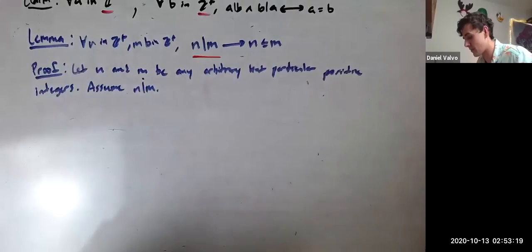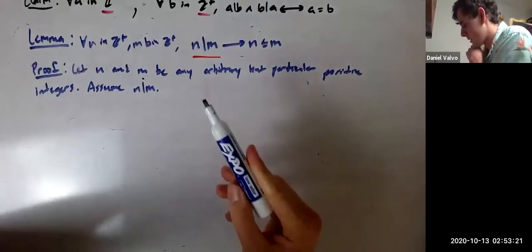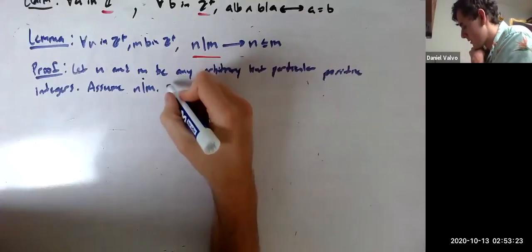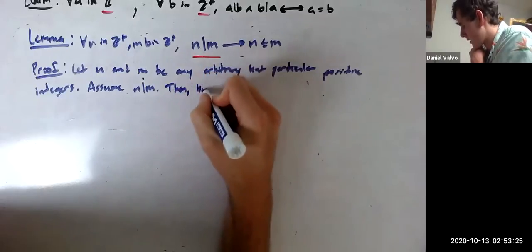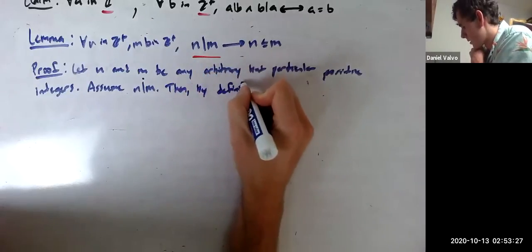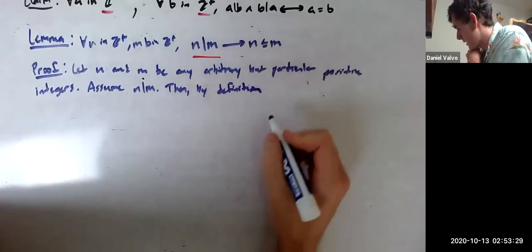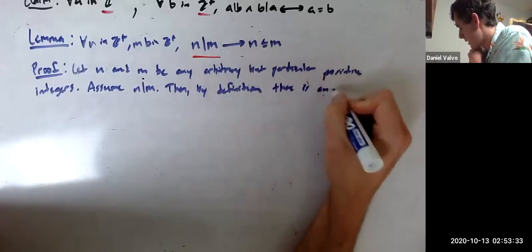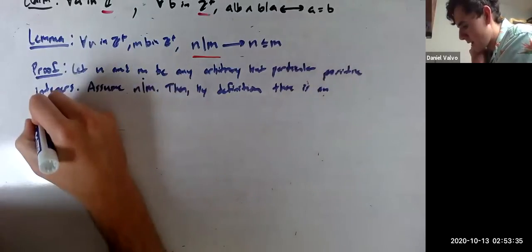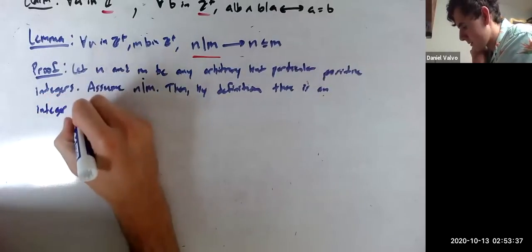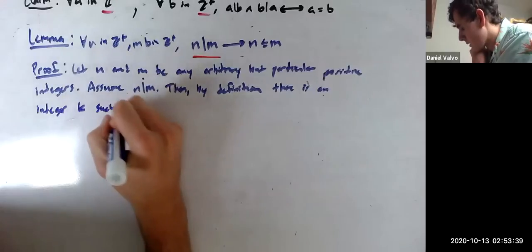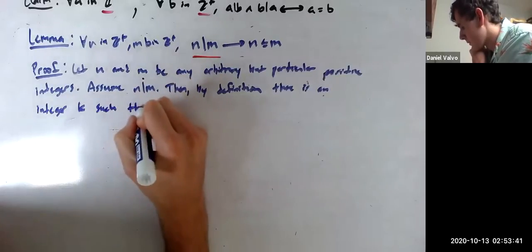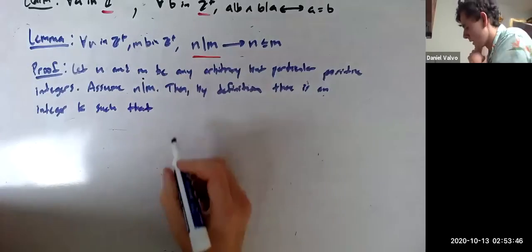In the case where N divides M, then by definition, there is an integer k such that N times k equals M.